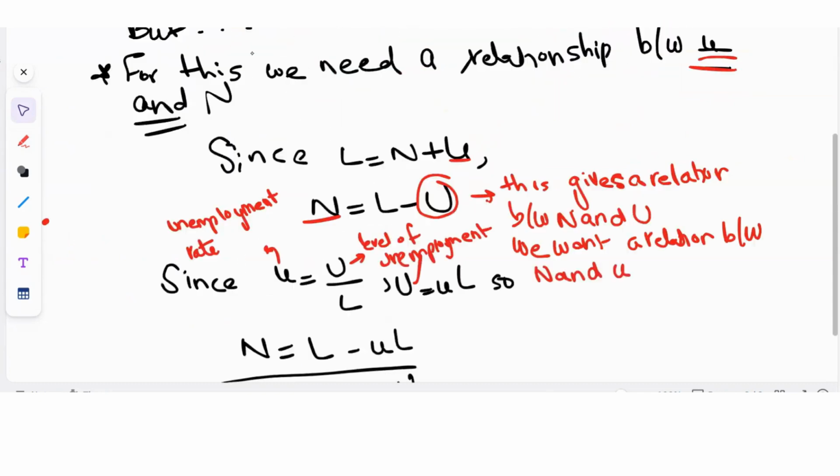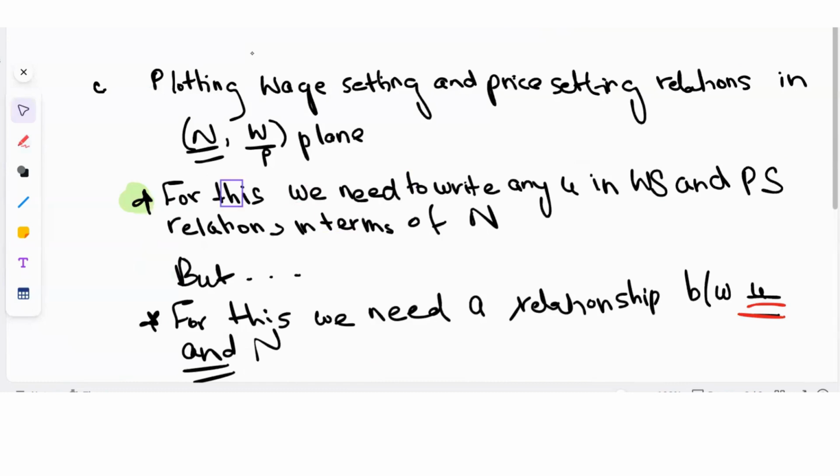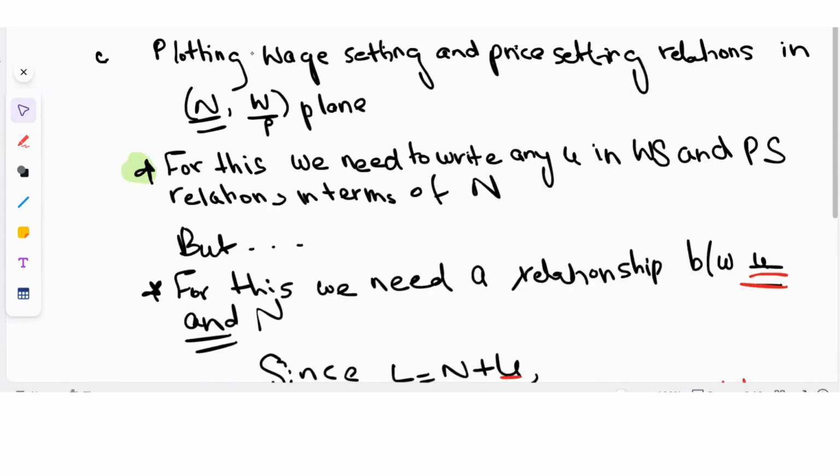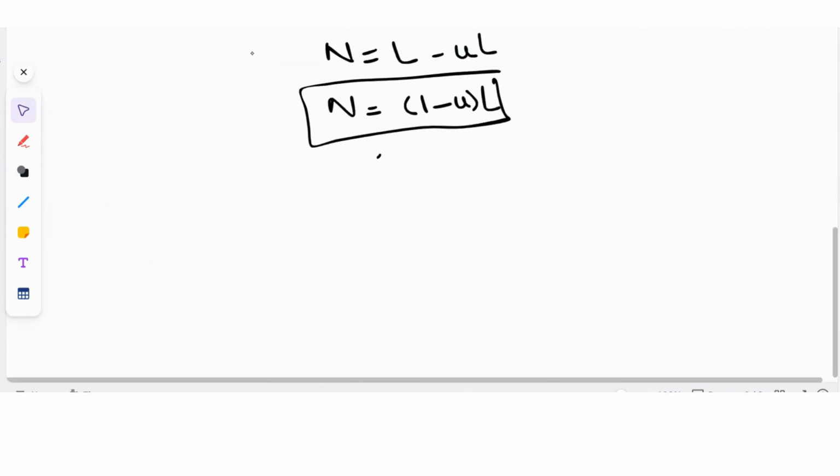Because we said if we want to plot our WS and PS relations against the level of employment N instead of the unemployment rate small u, we need to write any u in the WS and PS relations in terms of N. And for this, like we said, we need a relationship between u and N, and we found this relationship.